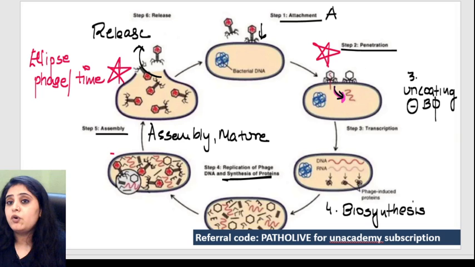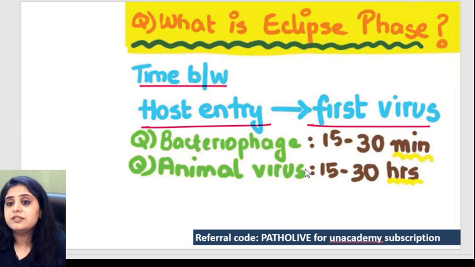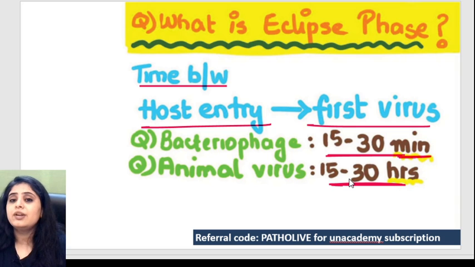And please remember, for a bacteriophage, it is very short, only 15 to 30 minutes. But for any other virus, it can range up to 15 to 30 hours also. So remember, for bacteriophage virus, this is 15 to 30 minutes. For other viruses, it is 15 to 30 hours. It also depends on what the host is, whether the host is a TB or any other bacteria. But for the bacteriophage, the 15 to 30 minute question comes.